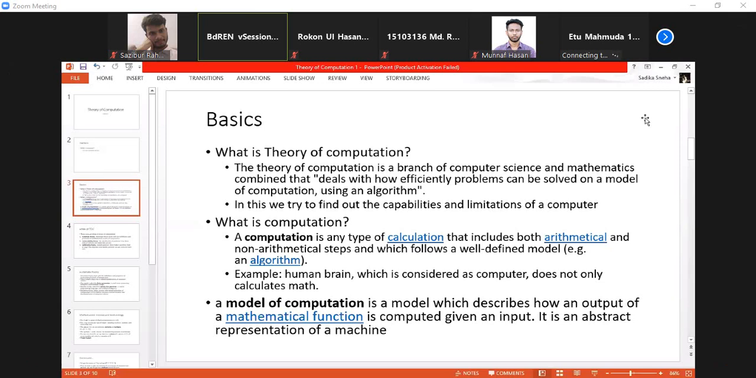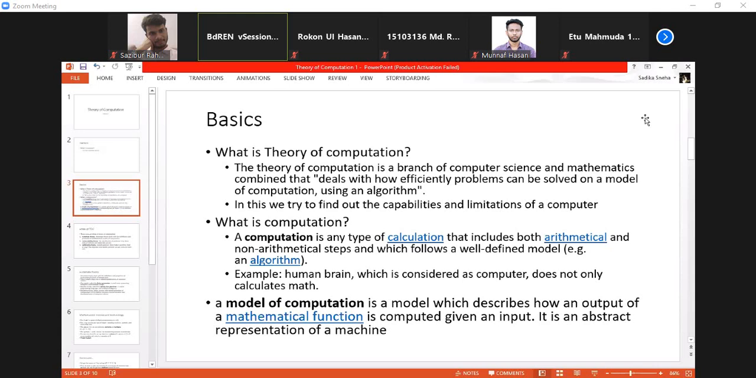efficiently problems can be solved on a model of computation using an algorithm. Okay, so there came certain terms like model of computation. What is this model of computation? This model describes how an output of a mathematical function is computed when the input is given.